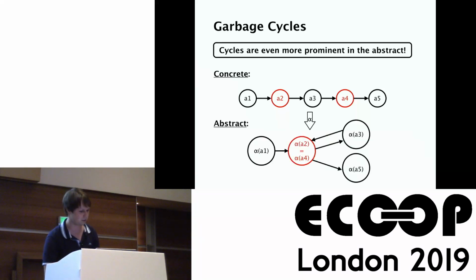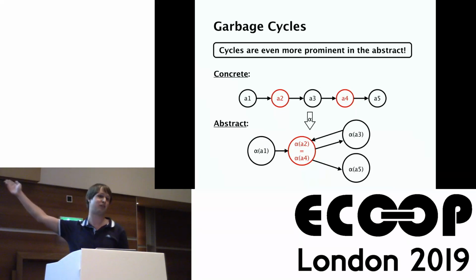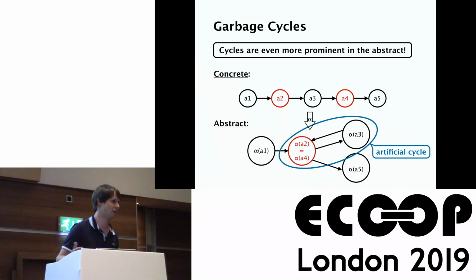Now what happens then is the following, because in the concrete A2 points to A3 and A3 points to A4, in the abstract we'll see that the abstraction of A2 points to the abstraction of A3 and the abstraction of A3 points to the abstraction of A4. And you can clearly see that this of course creates a cycle in the abstract. Actually this is what we call an artificial cycle, because it's a cycle that you would never see during a concrete interpretation of the program. It's something that occurs only as an artifact of the abstraction, hence the name.